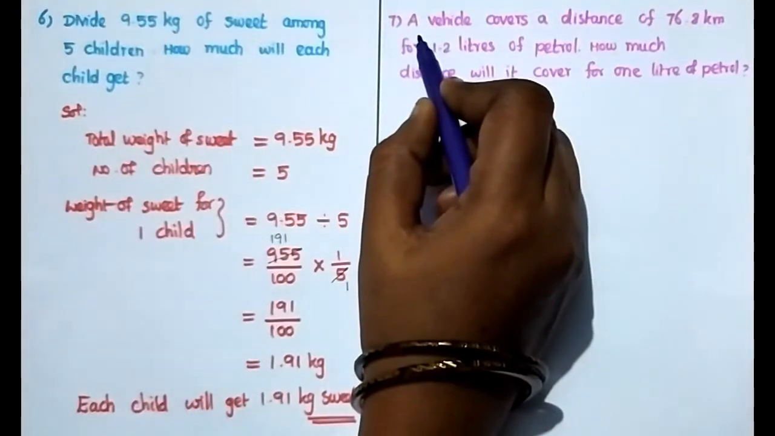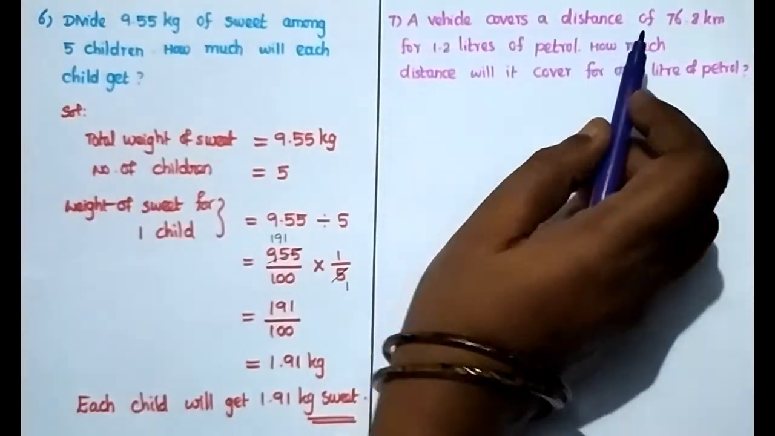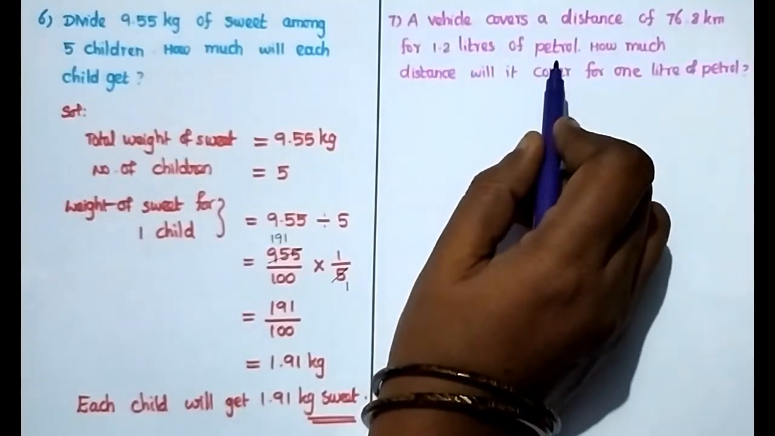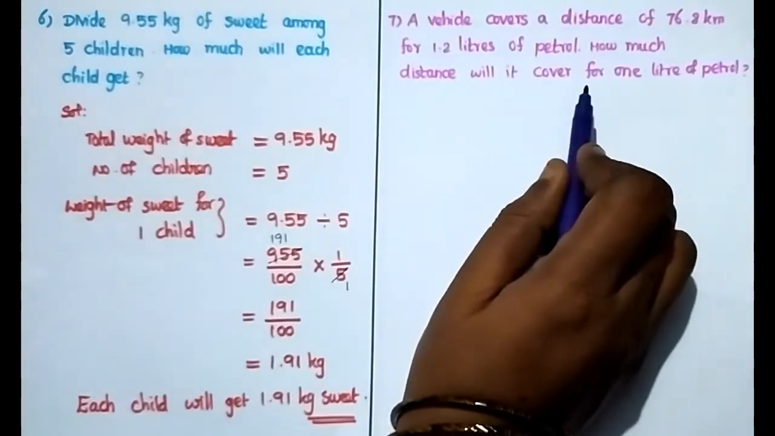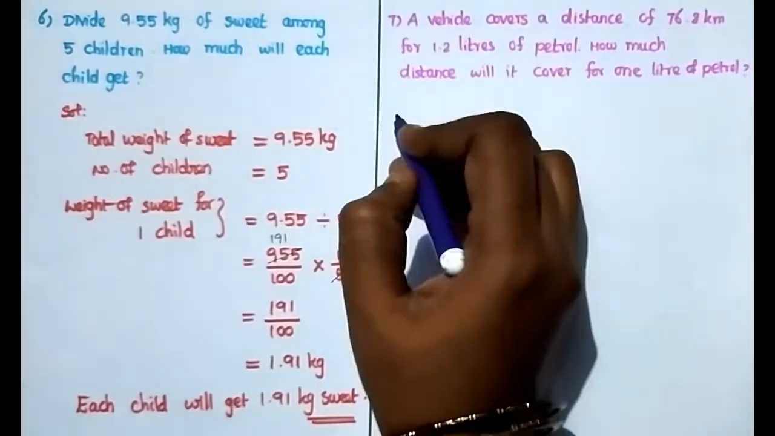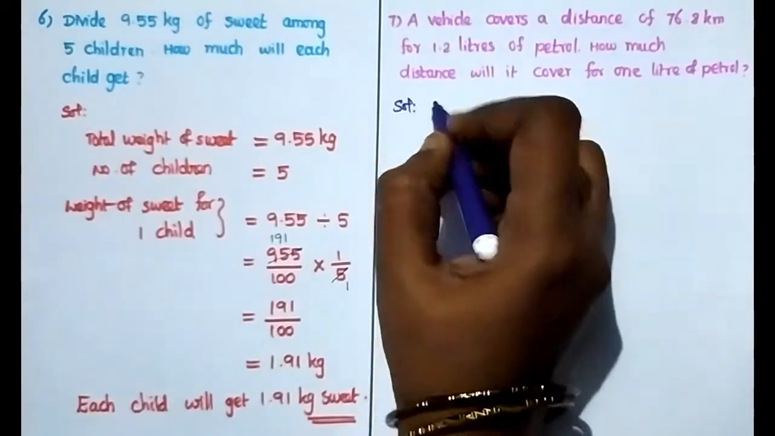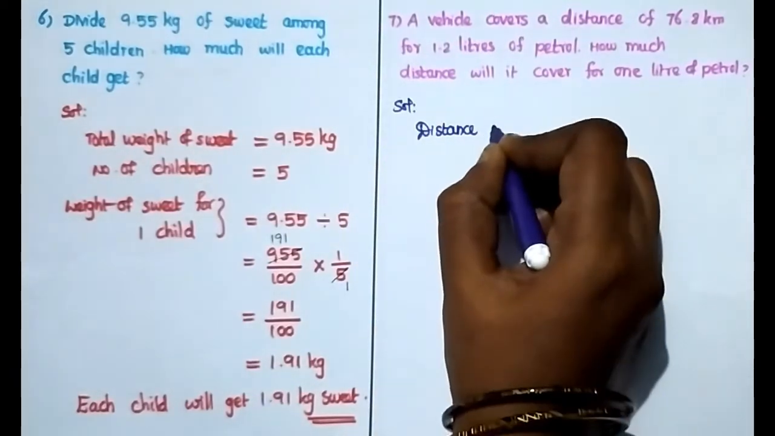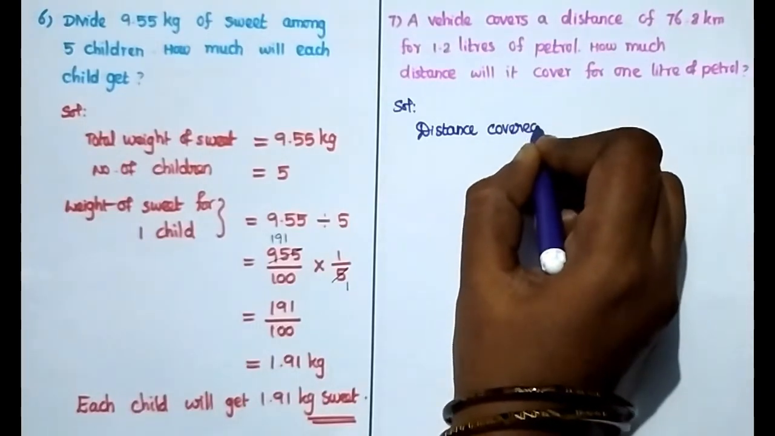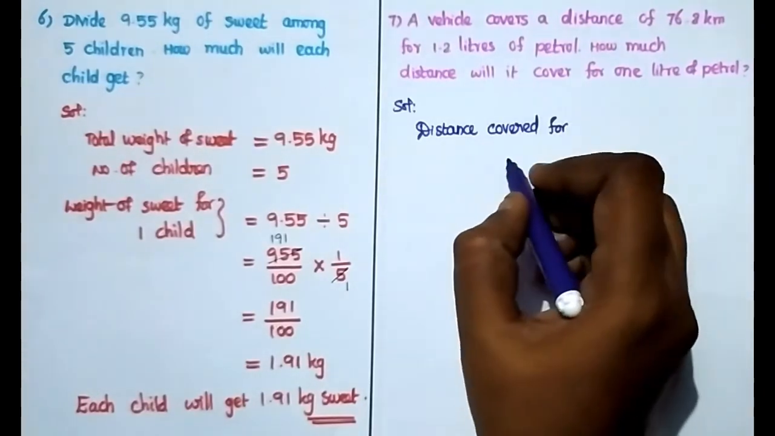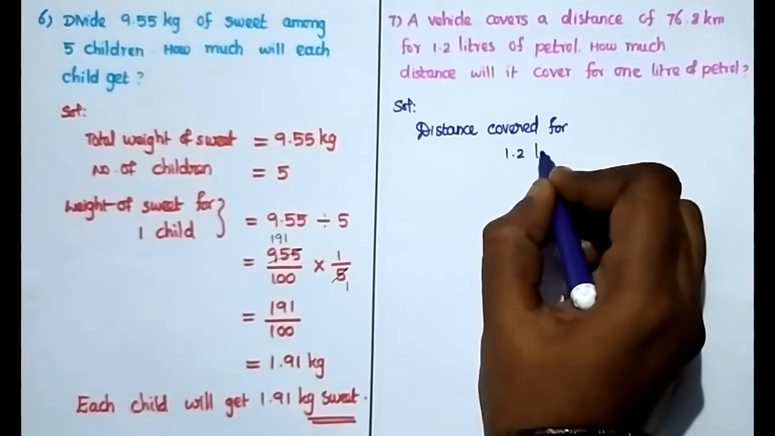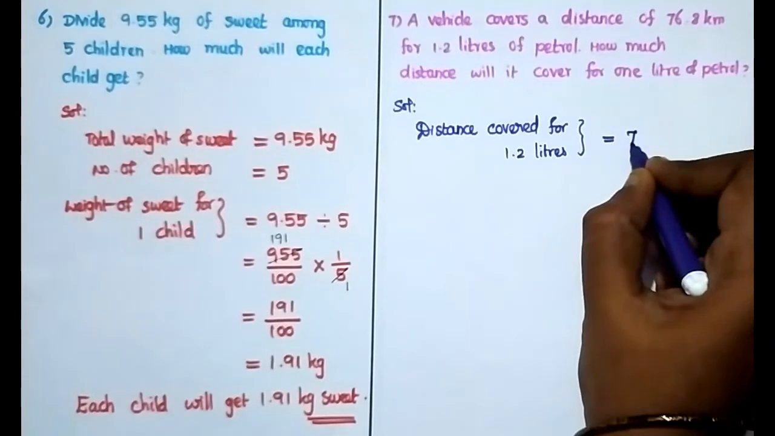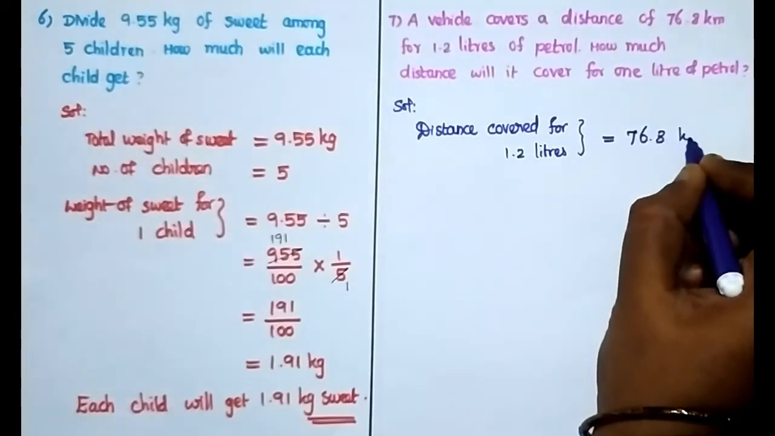Seventh sum, a vehicle covers a distance of 76.8 km for 1.2 liters of petrol. How much distance will it cover for 1 liter of petrol? Listen. Distance covered for 1.2 liters, that is equal to 76.8 kilometer.